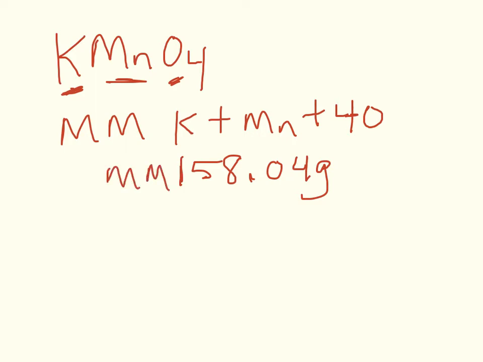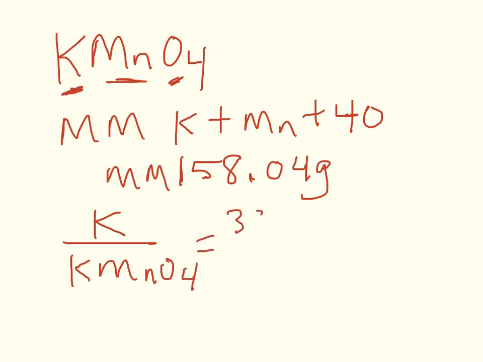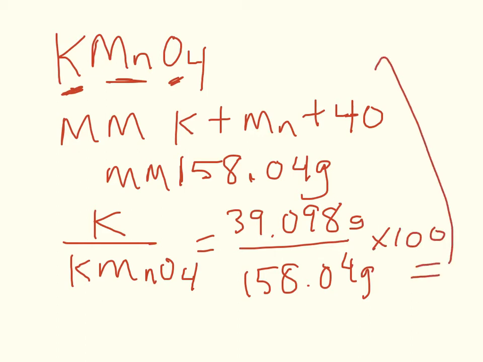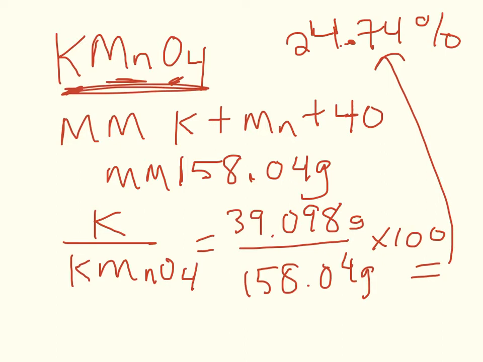So now if we want to find K, we just do essentially K divided by the whole thing, KMnO4, and I'm talking about the masses of these. K is 39.098 grams, got that from the periodic table, divided by the total mass, which is 158.04 grams. We divide them and multiply by 100 to get a percentage, and that is about 24.74% potassium. So about 25% of this compound is potassium.